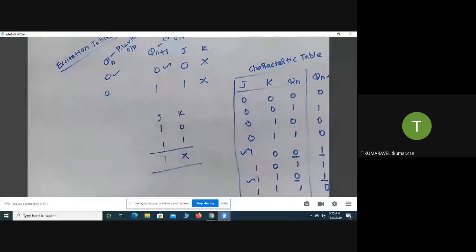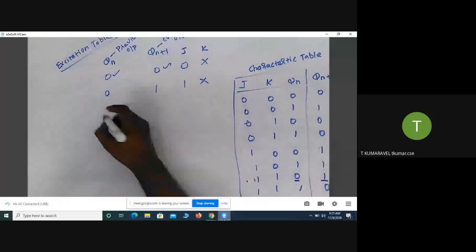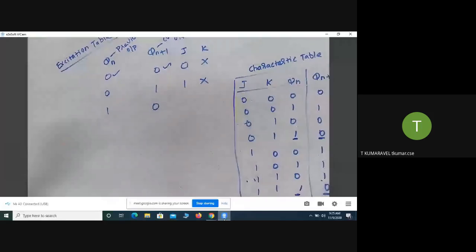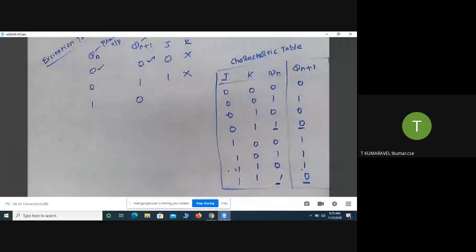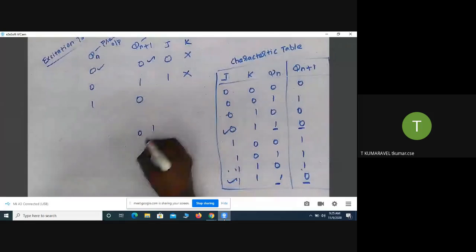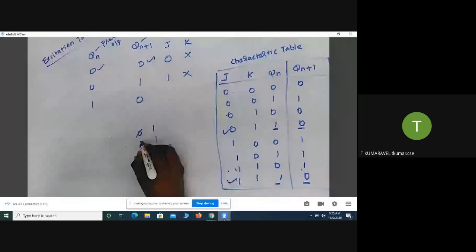What about the next case? The next case is previous output 1 and current output 0. Where are the combinations 1 0 available? What is the input combination? This one and this one: 0 1 and 1 1. Here J is varying, which can be represented as a don't care, and K is 1. So it is X, don't care, and 1.